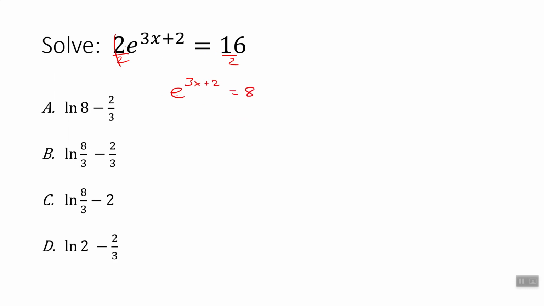All right, now we got to cancel out this e here. We got to bring the exponent down, so we take the natural log of both sides. All right, so these cancel. The exponent comes down. We get 3x plus 2 equals the natural log of 8. So now we're going to subtract 2 from each side and then divide by 3. So we get x equals (the natural log of 8 minus 2) all over 3.